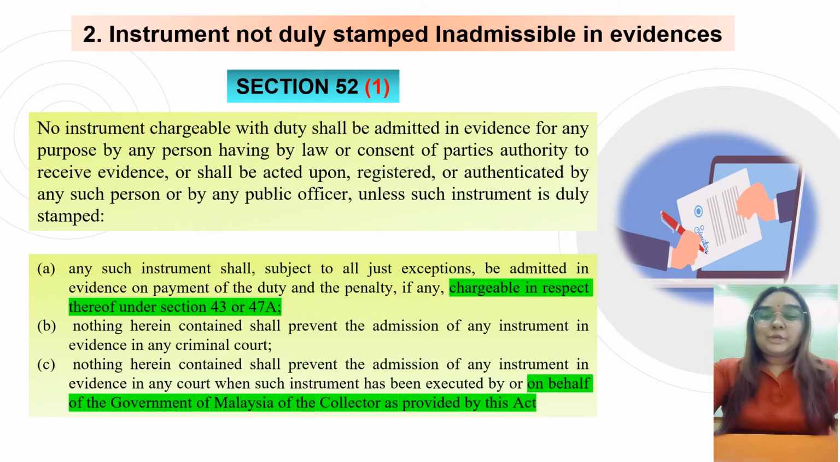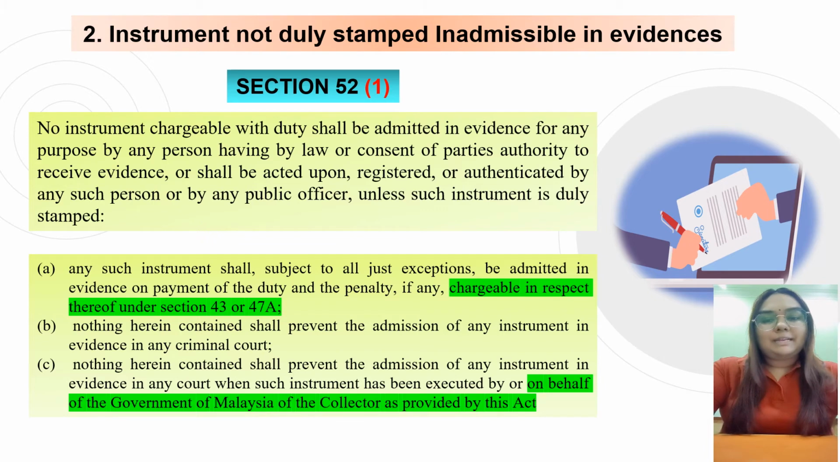Okay, now let us look into the second one, which is instrument not duly stamped, inadmissible in evidence, which falls under section 52 subsection 1 of the Stamp Act 1949. This means no instrument chargeable with duty shall be admitted in evidence for any purpose by any person having by law or consent of parties authority to receive evidence, or shall be acted upon, registered or authenticated by any such person or any public officer, unless the instrument is duly stamped.